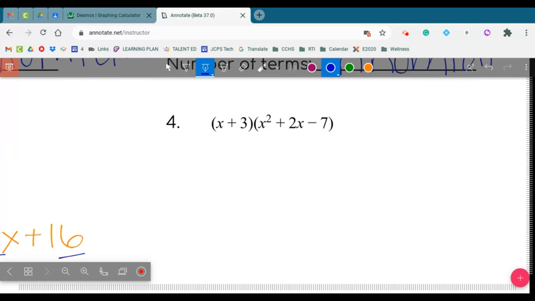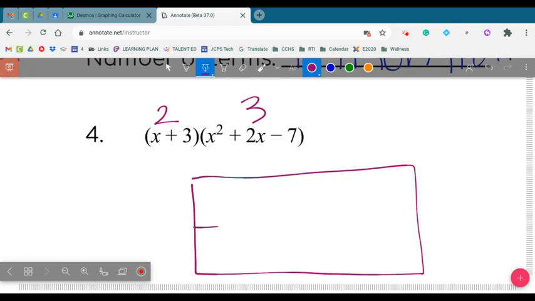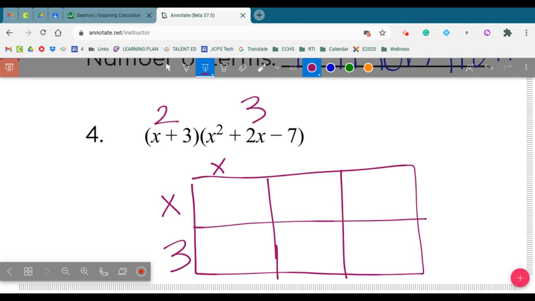Okay, next one. So this one's a little bit different. I have a 2 by 3. So that means I need to create a 2 by 3 box. This one's a little bit bigger. So 2 rows and then 3 columns. So I'm going to put x and 3 on the side, and then I'm going to put x squared, 2x, and a negative 7 at the top.